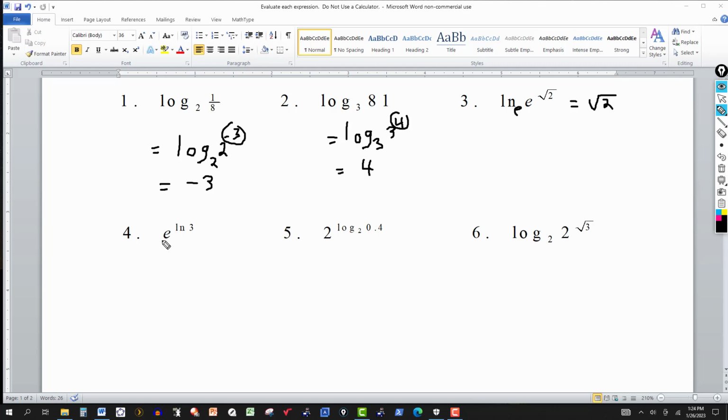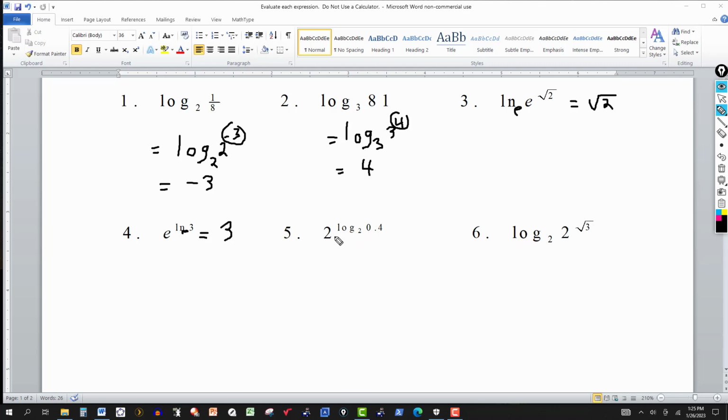This one again, the other way around here. We have e, and then the exponent is natural log of 3. Again, this base right here, it's understood, they don't write it in there. Let's see, e and e. This comes out to 3.